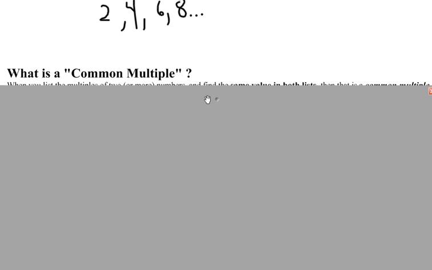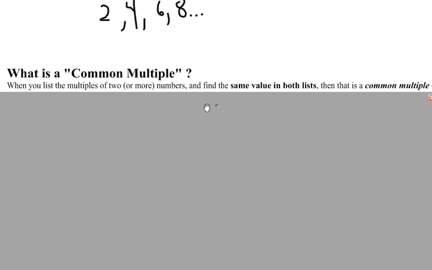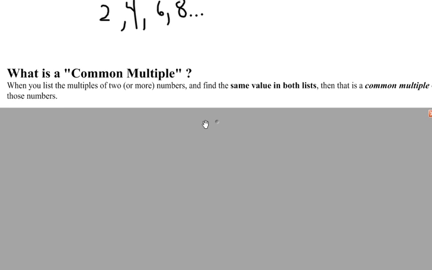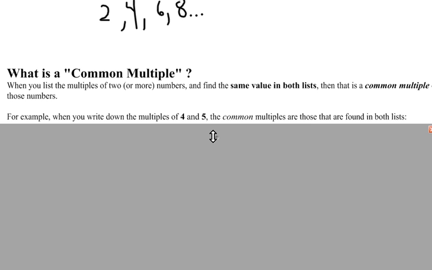Alright, what does common multiple mean? When you list the multiples of 2 or more numbers and find the same value in both lists, then that is a common multiple of those numbers. Think about the word common. What do you have in common with your friends? You might have in common that you both are artistic, or you're both athletes, or you're both friendly. So those are common traits that you have. So when we look at common multiples, we're looking at numbers that they both have.